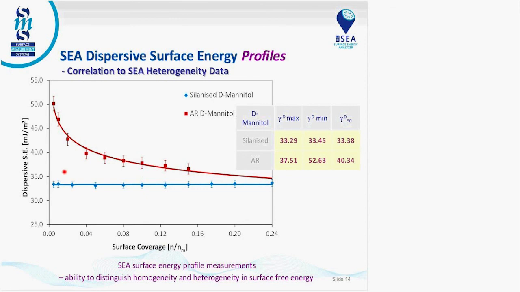So you can see here that these materials often become energetically homogeneous after you cover maybe 10 to 15% of the surface. We don't always go out to a full coverage.